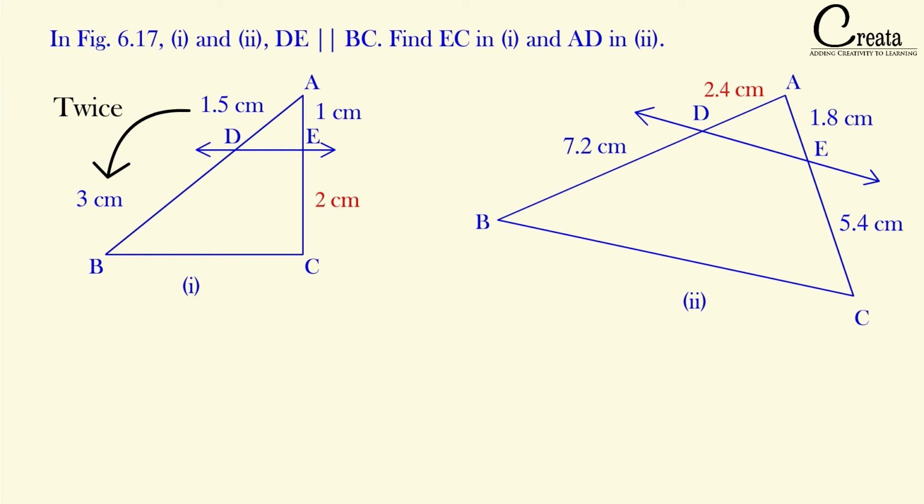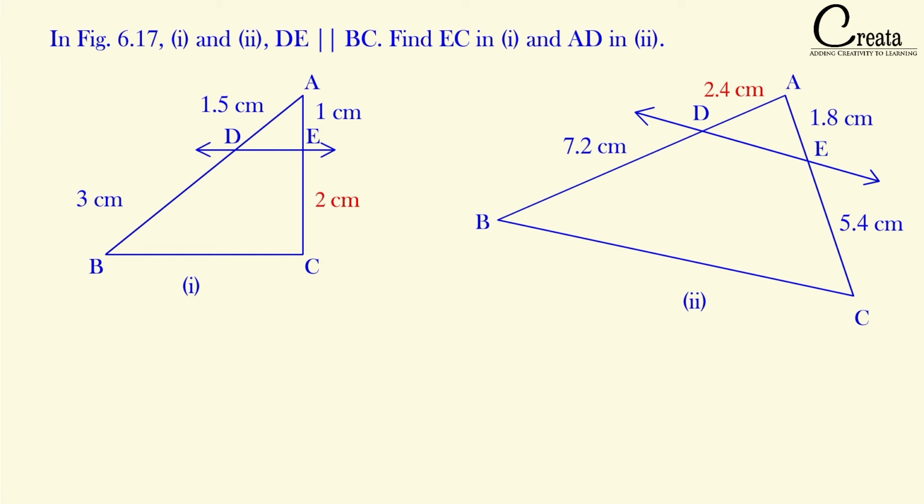As per the BPT, the ratio of left hand side will be equal to ratio of right hand side. That is the ratio of AB in which AB is divided will be equal to the ratio in which AC is divided. So on AC side also it will be double. Like AE is 1, then EC will be twice of 1, that is 2 cm.